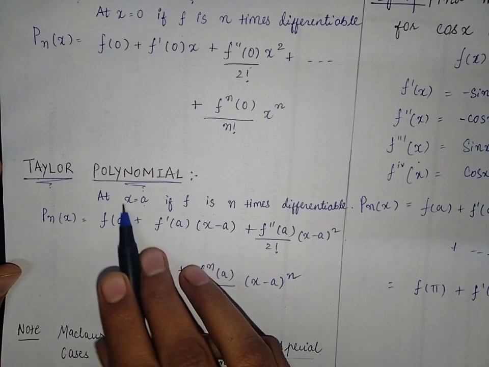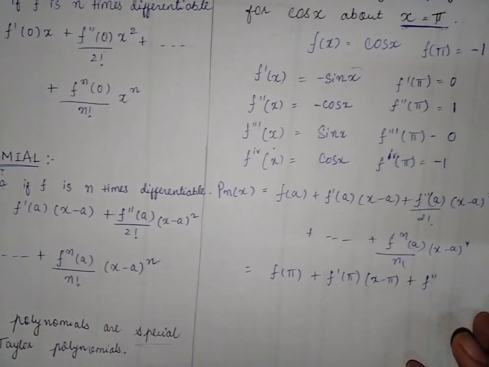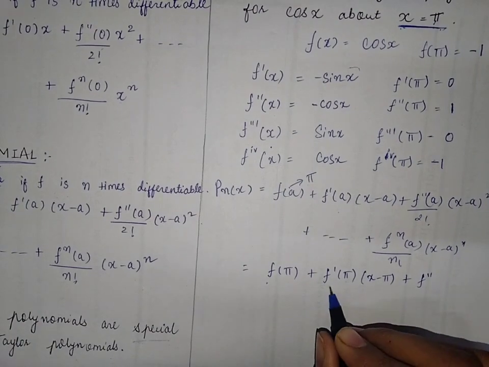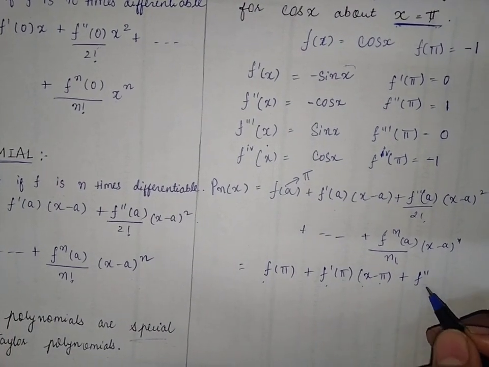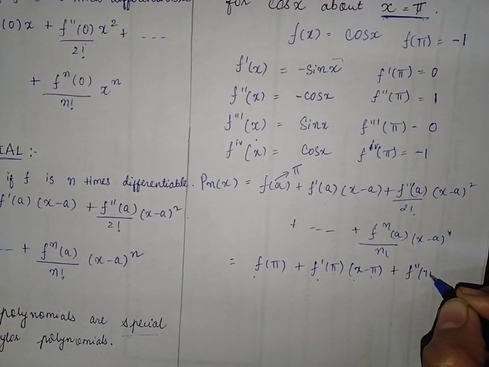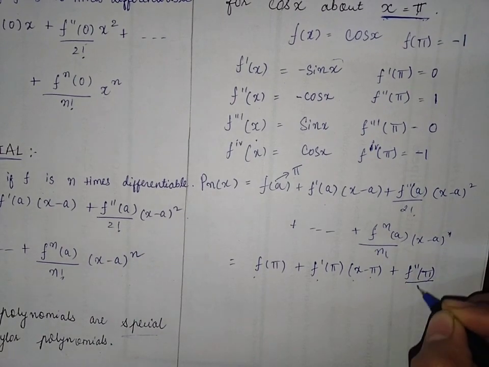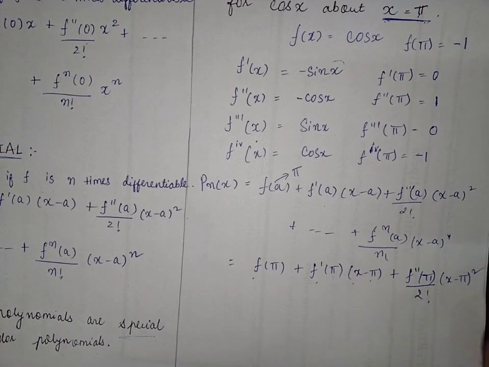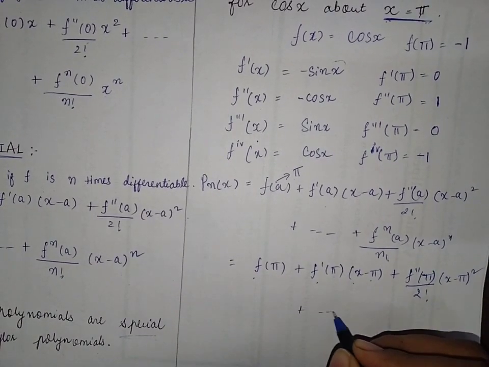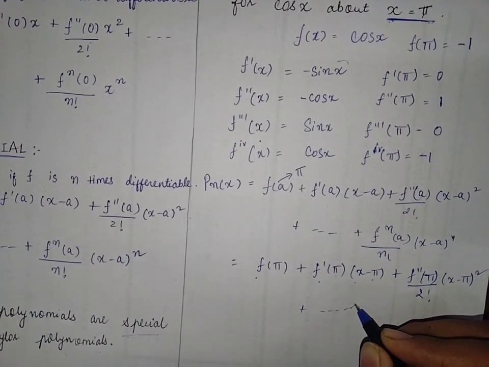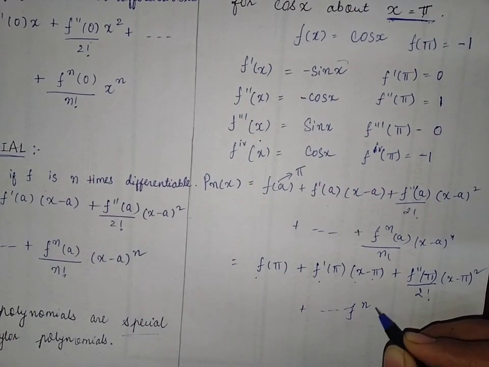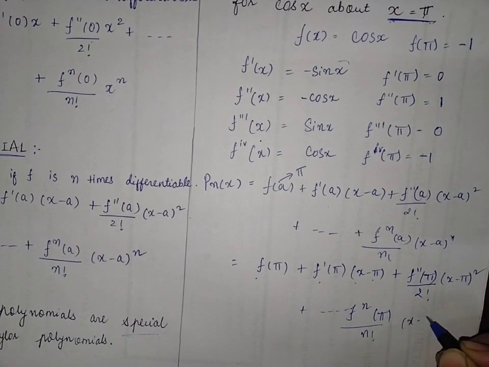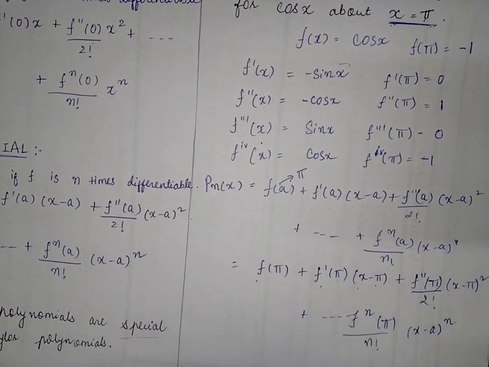So our a is also pi. So here in place of a you have to put pi. So f of pi plus f dash of pi into x minus pi plus f double dash of pi by 2 factorial into x minus pi whole square up to f raised to n of pi by n factorial into x minus pi raised to n.